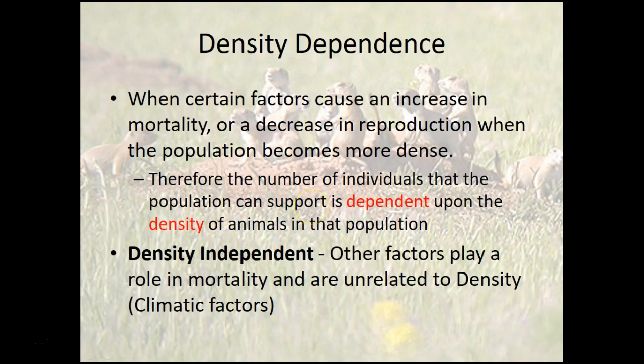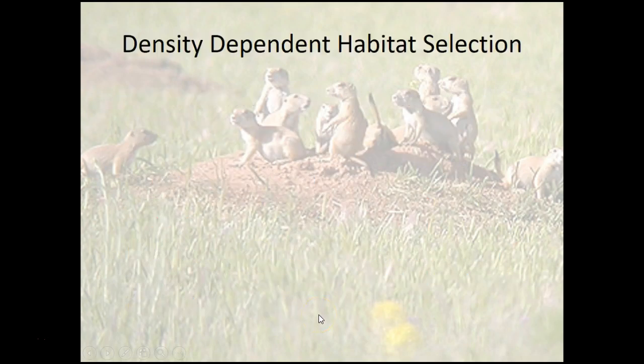Density independent is when other factors play a role in mortality that are unrelated to density. Things like climatic factors, maybe floods in a fish population. There aren't too many examples really of density independent factors. So how does this relate to habitat?